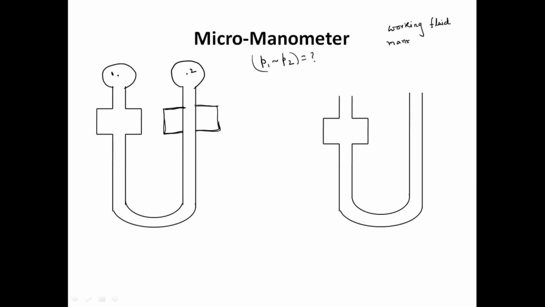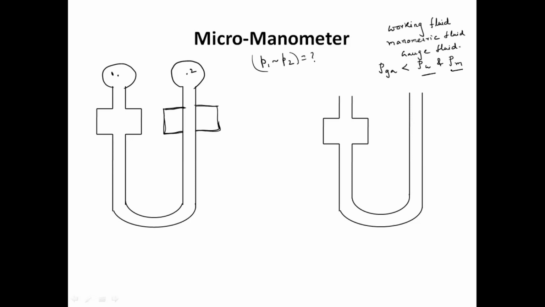Manometric fluid. Manometric fluid and gauge fluid. One more additional fluid is a gauge fluid. And here the consideration is that the gauge fluid density is lesser than the working fluid density and the manometric fluid density.